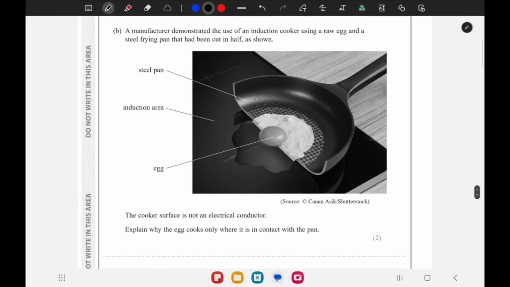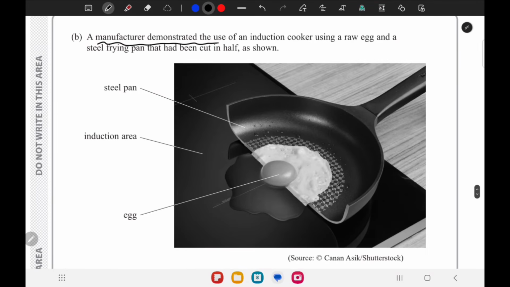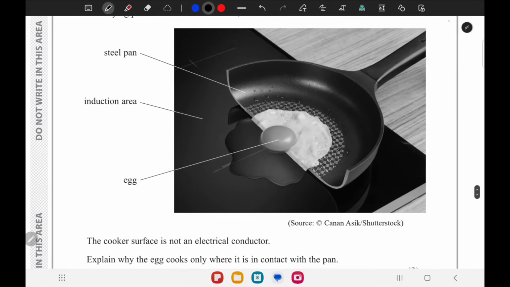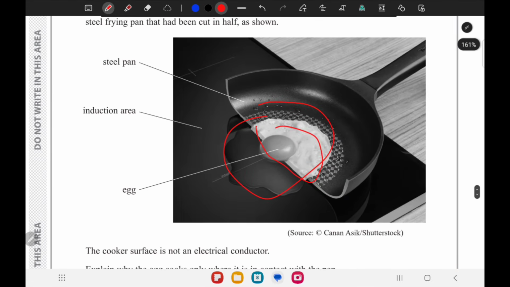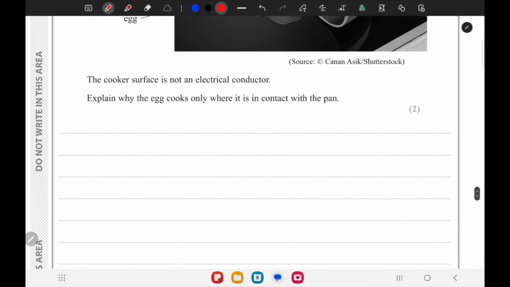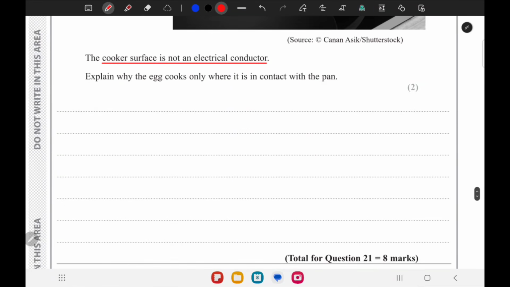Now moving on to part B. We are told that a manufacturer demonstrated the use of an induction cooker using a raw egg and a steel frying pan that had been cut in half. So in this diagram, the egg on this half is cooked and on the induction cooker is not cooked. So on the induction area it's not cooked. We are told that the cooker surface is not an electrical conductor. We have to explain why the egg cooks only when it's in contact with the pan.